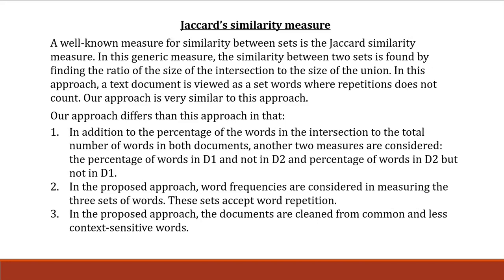Our approach differs from this approach in that, in addition to the percentage of the words in the intersection to the total number of words in both documents, another two measures are considered, that being the percentage of words in D1 and not in D2, and the percentage of words in D2 but not in D1, basically minus. In the proposed approach, word frequencies are considered in measuring the three sets of words. These sets accept word repetition. In the proposed approach, the documents are cleaned from common and less context-sensitive words.